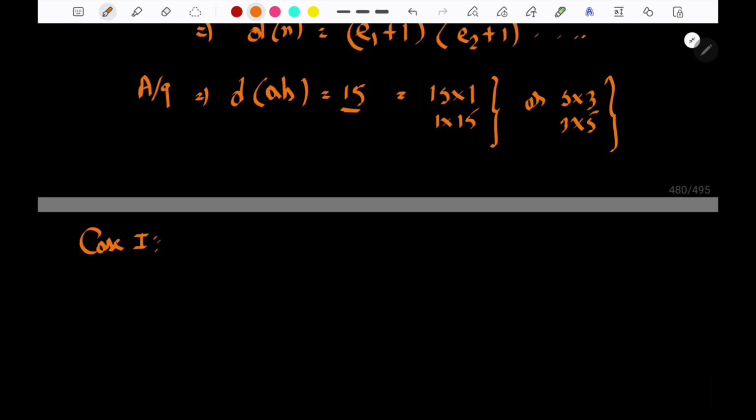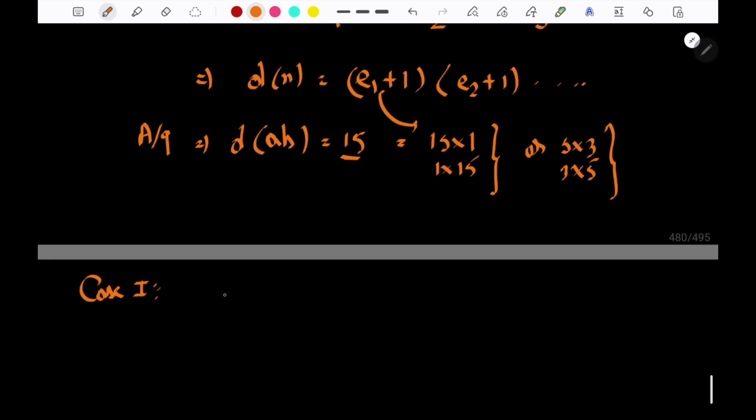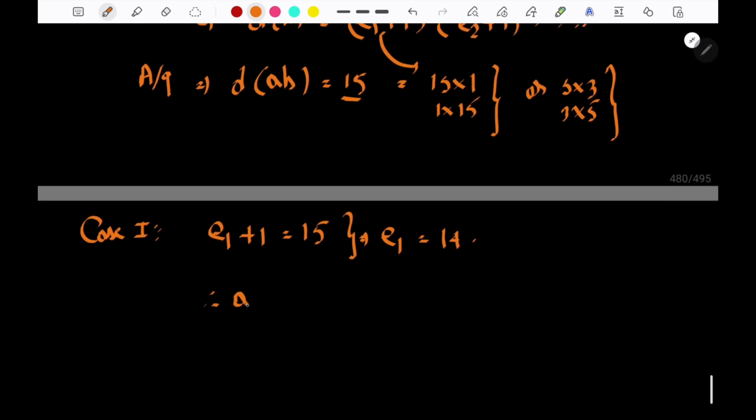If I choose E1 plus 1 equal to 15, so what will be E1? E1 is equal to 14. So therefore AB will be equal to what? AB will be equal to P to the power 14 for some prime P. Done.